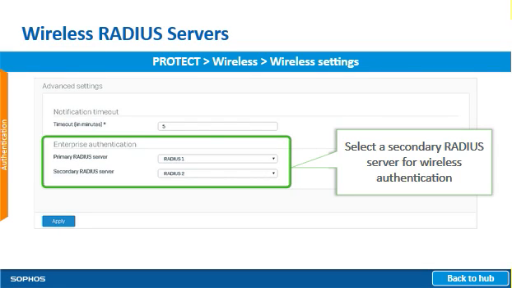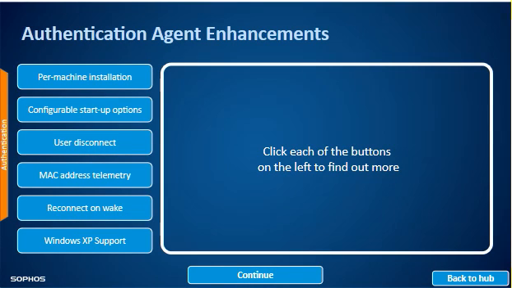Wireless protection can now be configured with 2 Radius servers for authentication, a primary server and a secondary server, allowing for redundancy. The XG Firewall client authentication agent is a very popular authentication method, especially with our customers that have migrated from CyberRoam, and in 17.5 it gets a number of important enhancements. Click each of the buttons on the left to find out more.